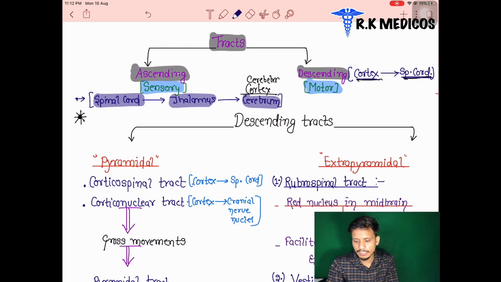Next, the descending ones go from the cortex to the spinal cord, moving down and then to the effector part. So these are the same. Next we are going to see the descending tract in a specific way. The descending tracts are classified into several groups, and after that there are several different types of descending tracts. So we are moving towards the descending tract.